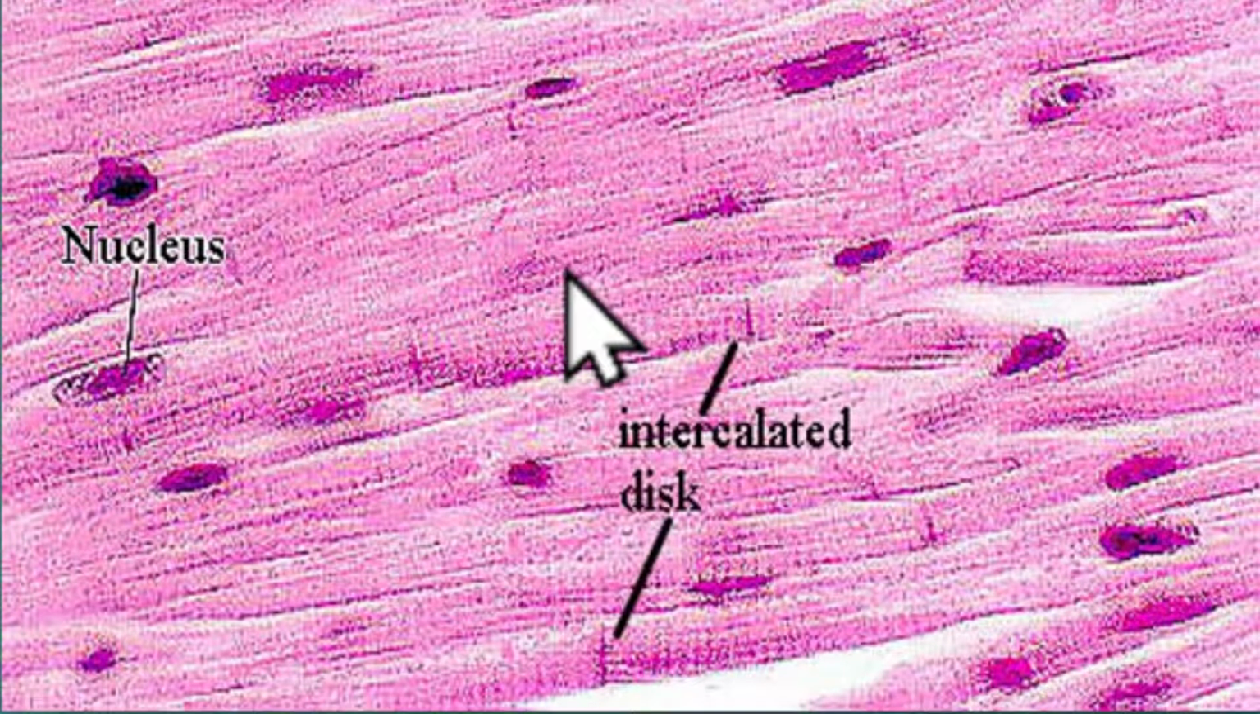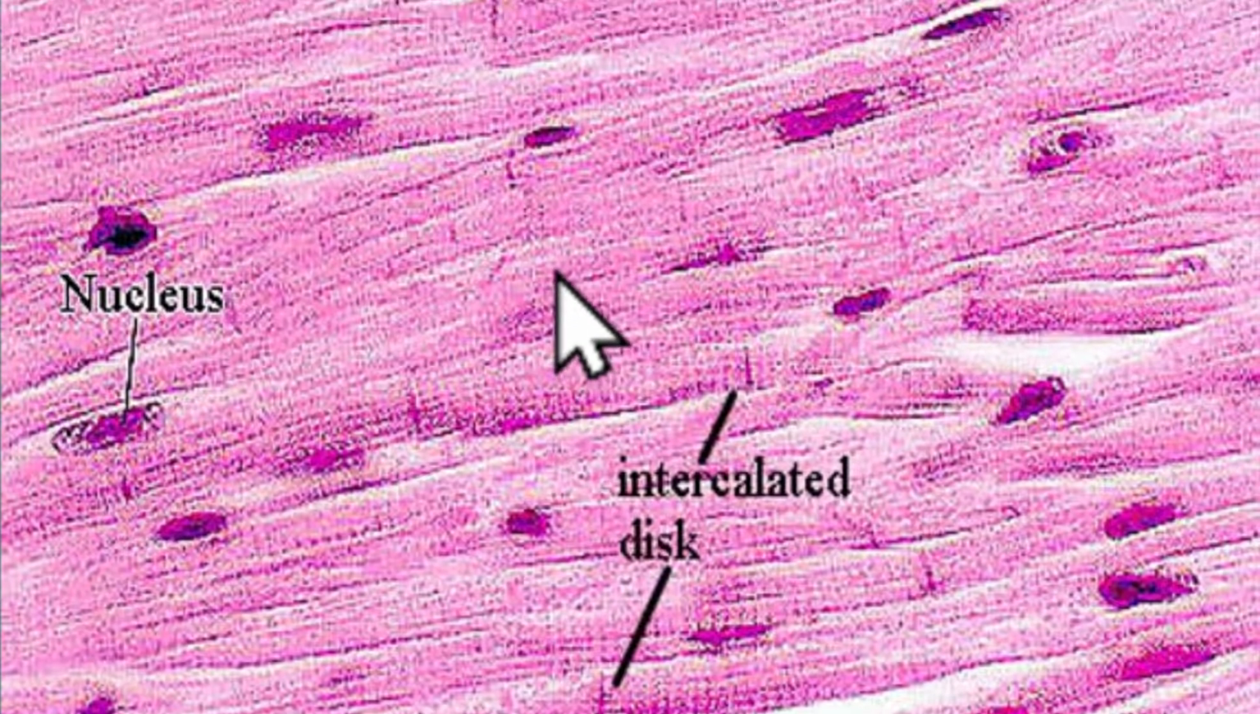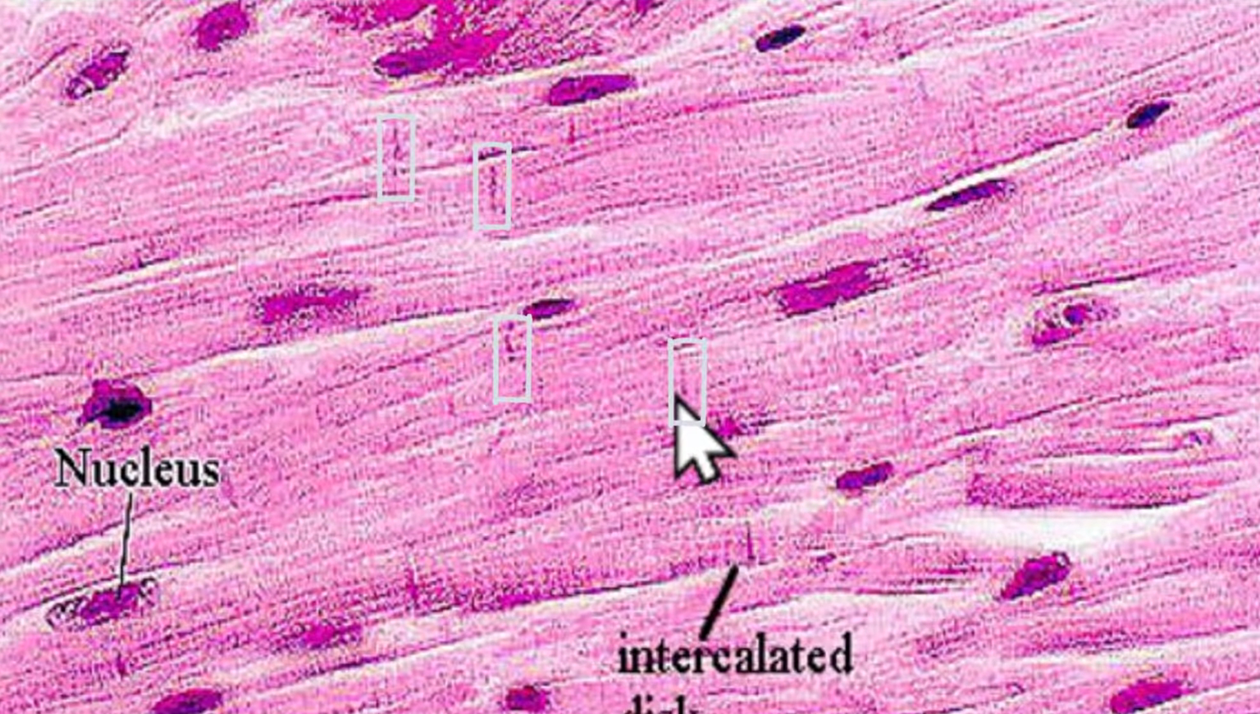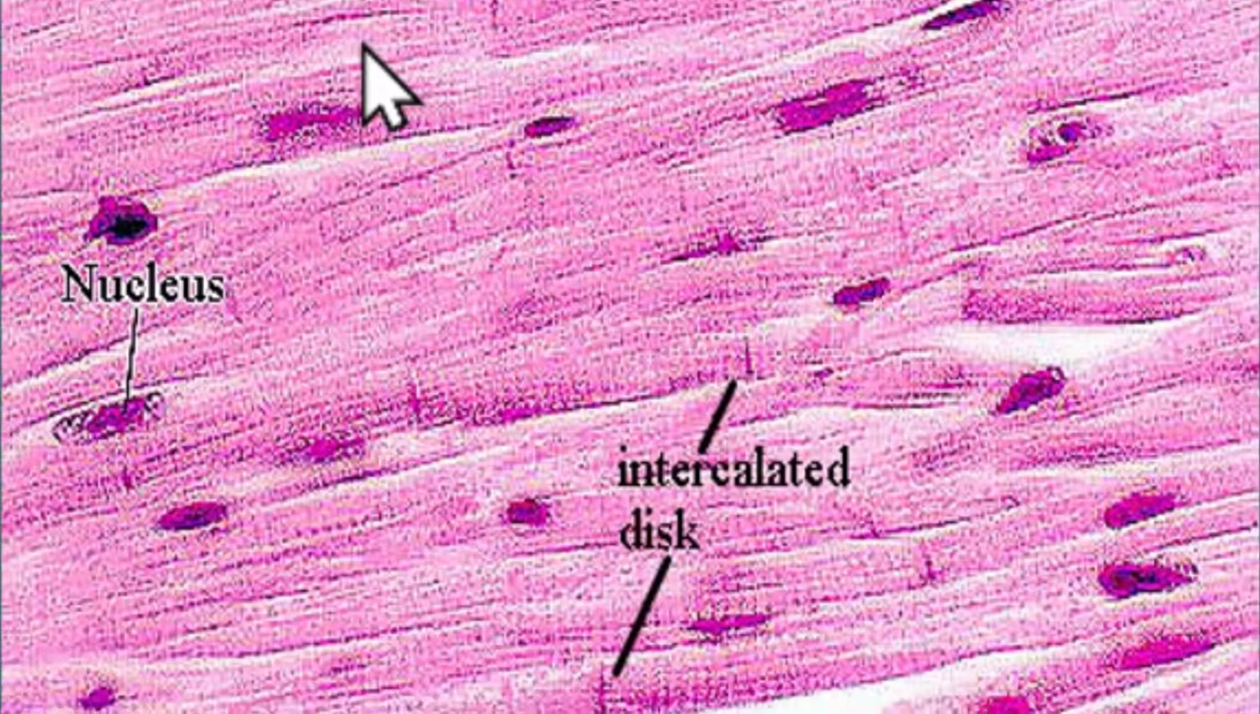One other thing that makes it cardiac muscle that you will not see with either of the other muscles are these little lines right here. Those are called intercalated discs. Those are junctions between the muscle fibers, and it allows the electrical impulse to flow very quickly from one muscle fiber to the next so that the heart does contract together.